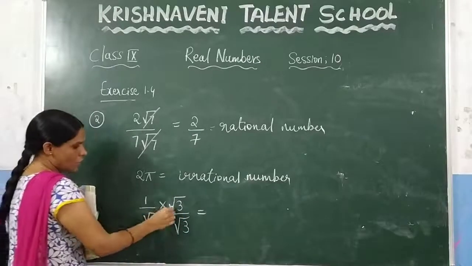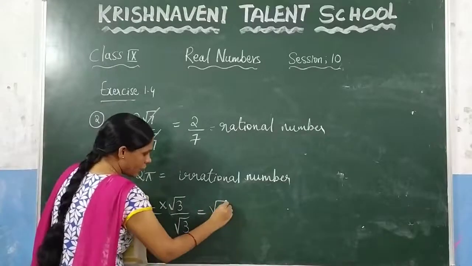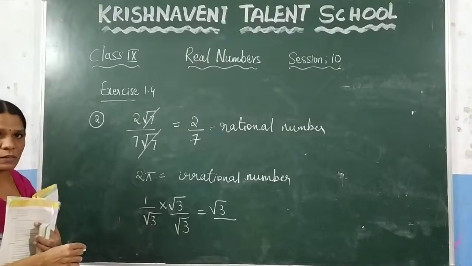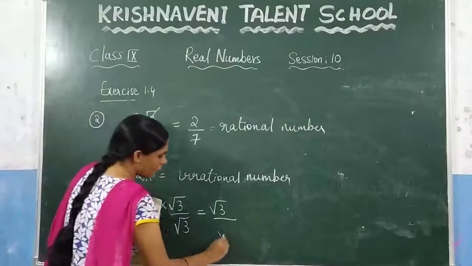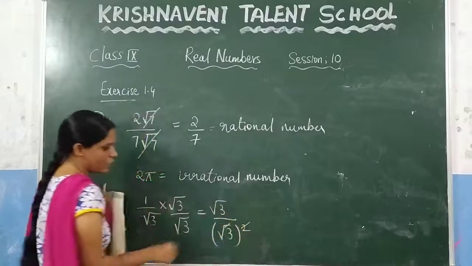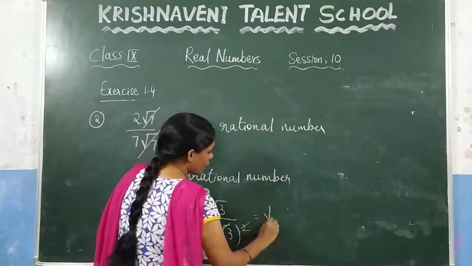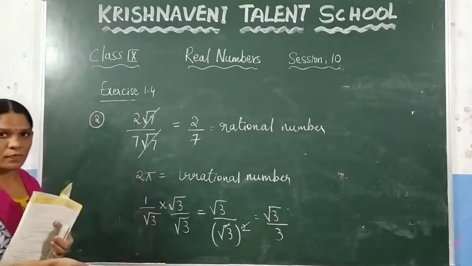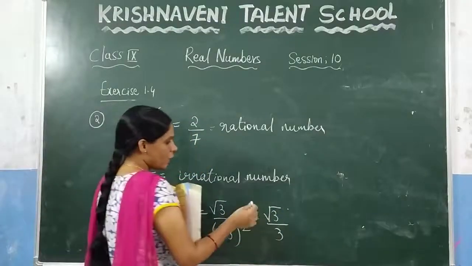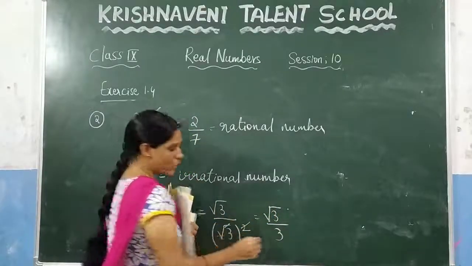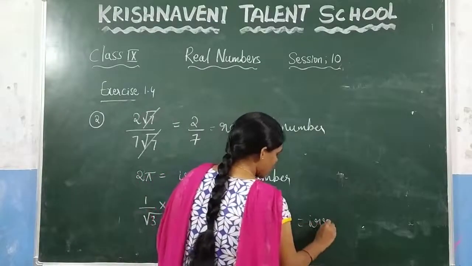And here, what is the value of 1 into root 3? Which is root 3. Here root 3 into root 3. How many times are we multiplying root 3? 2 times. So write it here, root 3 whole square. Again this square and this root will get cancelled. You will get root 3 by 3. Now you can divide it since the denominator is a rational number. But here you know that if one is rational and the other is irrational, the result will always be an irrational number.